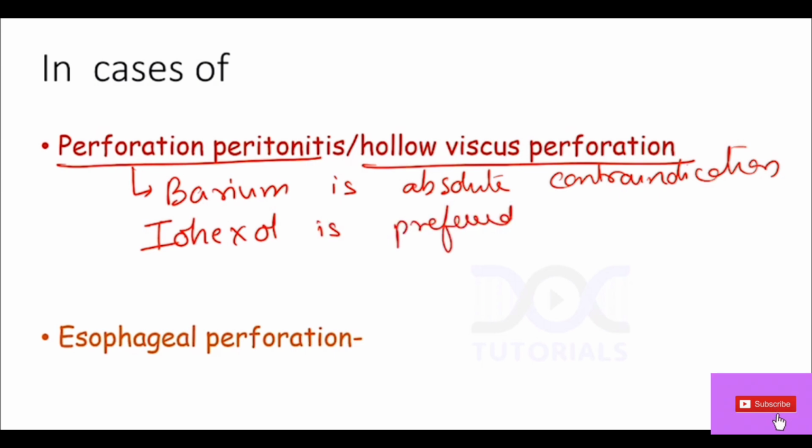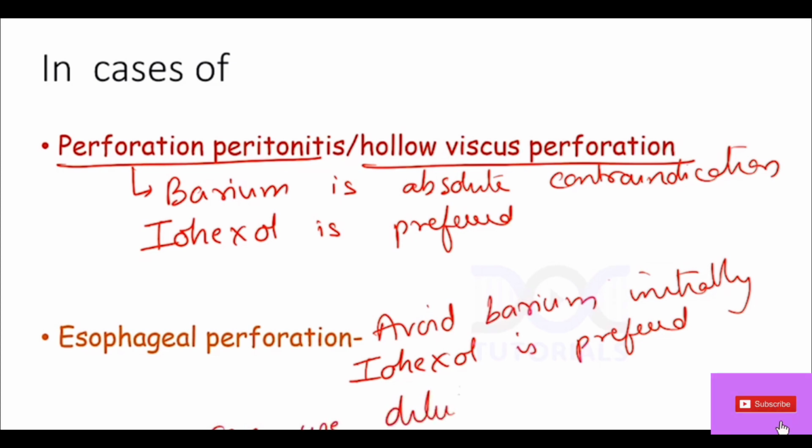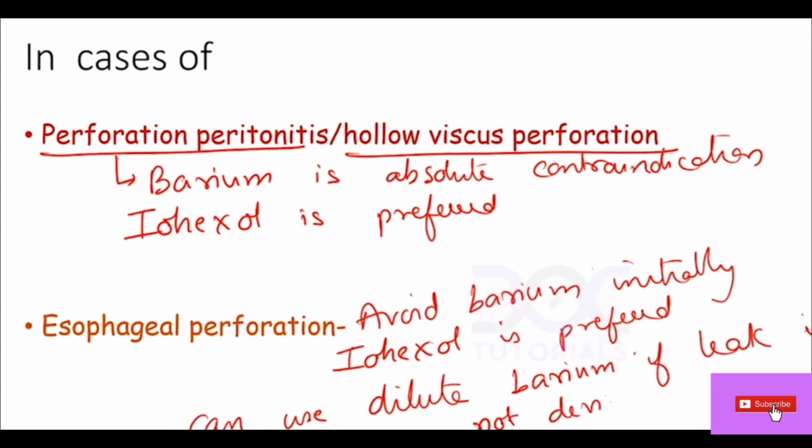And what about esophageal perforation? In esophageal perforation also, avoid barium initially. In esophageal perforation also, the preferred one is iohexol. And if the leak is not seen on iohexol, you can give a dilute form of barium. So you can use dilute barium if the perforation is not demonstrated on iohexol. Okay.